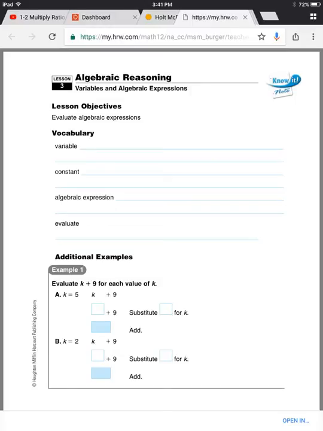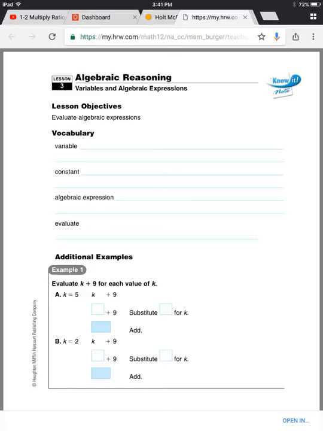So, we see on example 1, k plus 9. Okay, that, because it has a letter, is an algebraic expression. It also uses the word evaluate, which means we're going to find the answer to k plus 9 for each value of k. A variable can change its value if the book tells you. If the book tells you k is 5, k is 5. If the book tells you k is 27, k is 27.